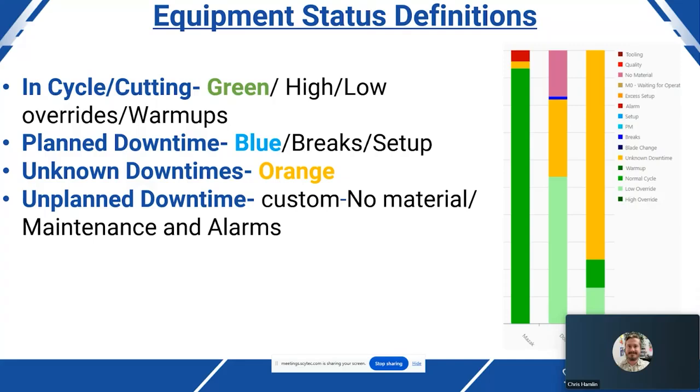So when something is in cycle or cutting, it's usually in a shade of green, and that can also be things such as low and high overrides as well as warm-ups. Planned downtimes are going to be in shades of blue, which also include things like breaks and setups. Anything that is considered an unknown downtime is going to be in a shade of orange, which if you look over there on that right-hand side, that screenshot, the far right column has shown nothing but unknown downtime.